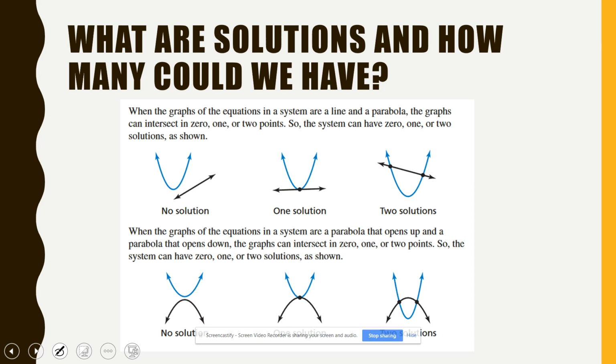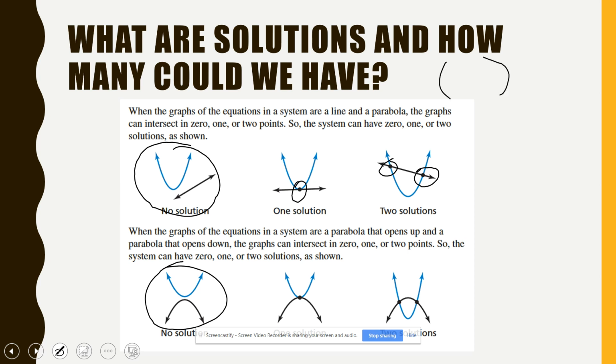There are three types of solutions that we could have for our linear and nonlinear systems. No solution, where our two equations, the lines that we graph, just will not touch. Because remember, a solution to a system is the place where the lines are crossing. And those are always going to be given in ordered pair form. They could graph and have one solution. They could graph and have two solutions.